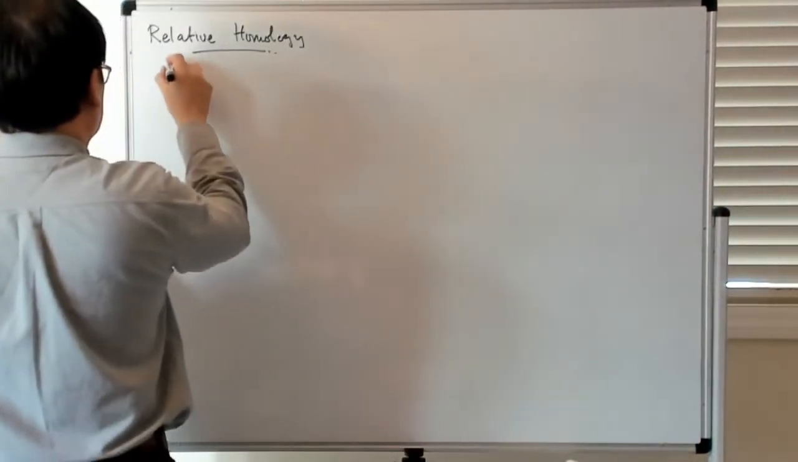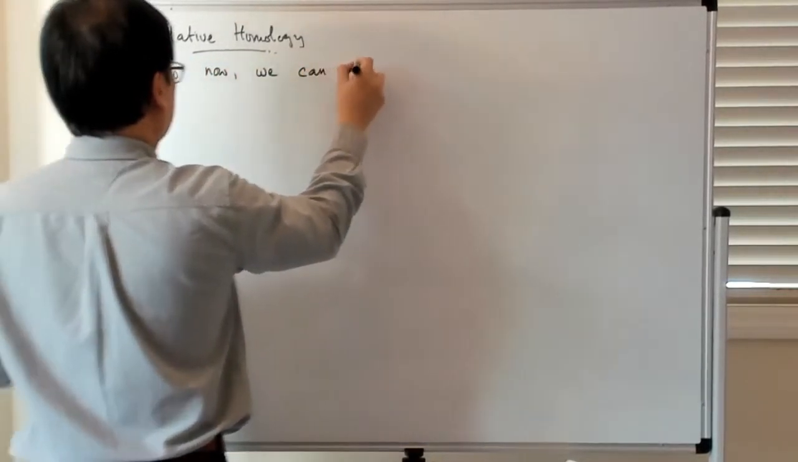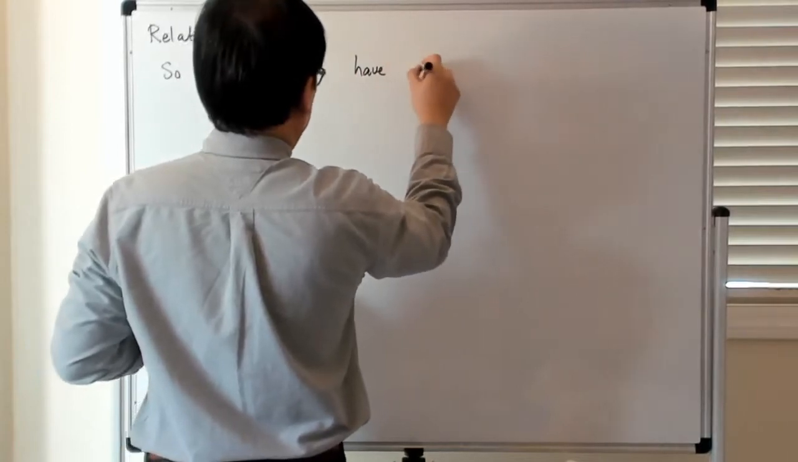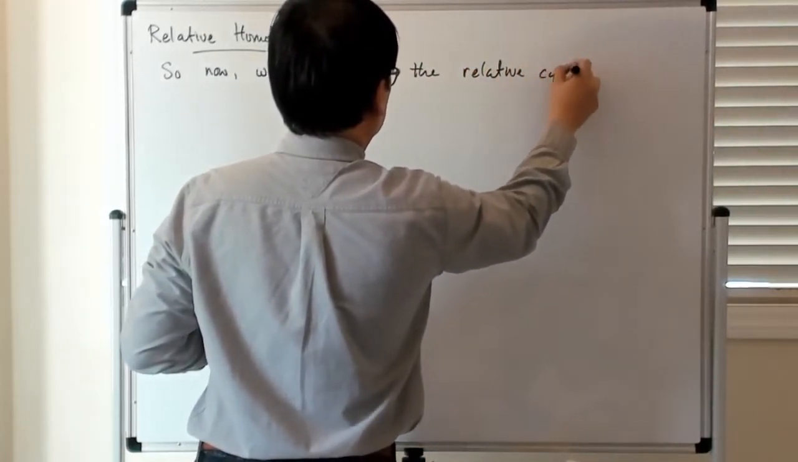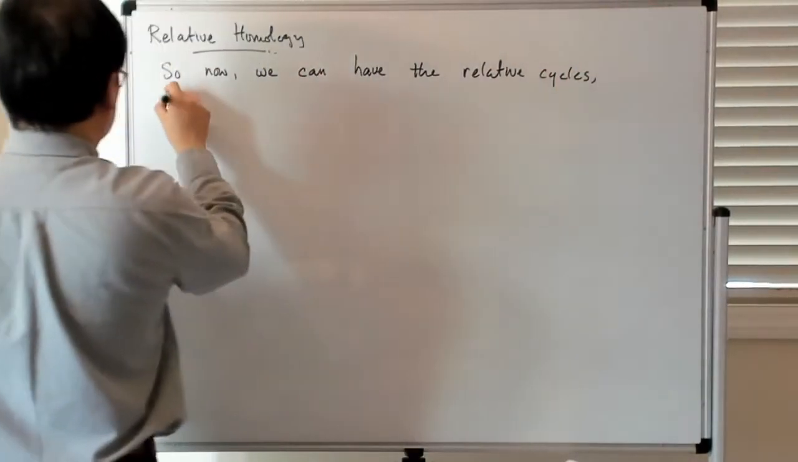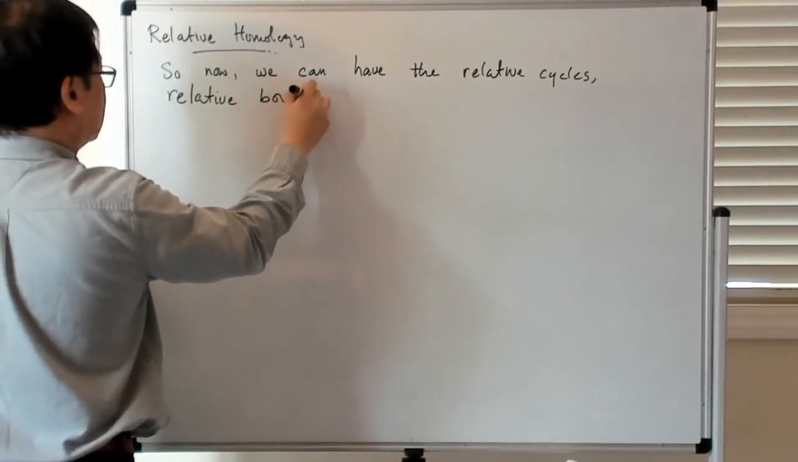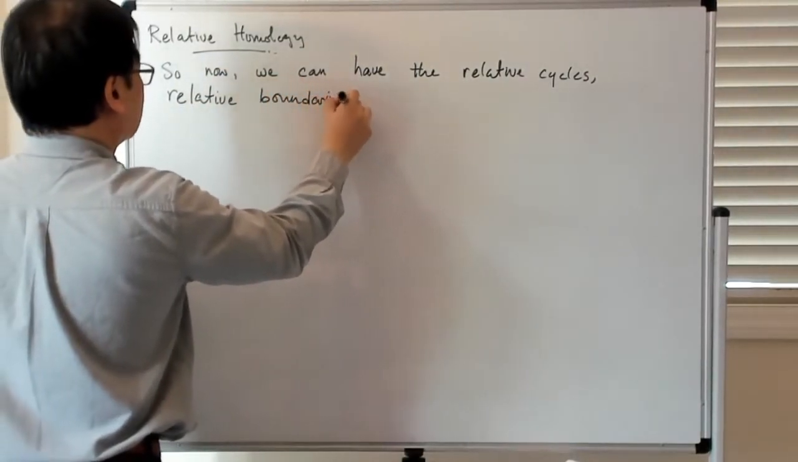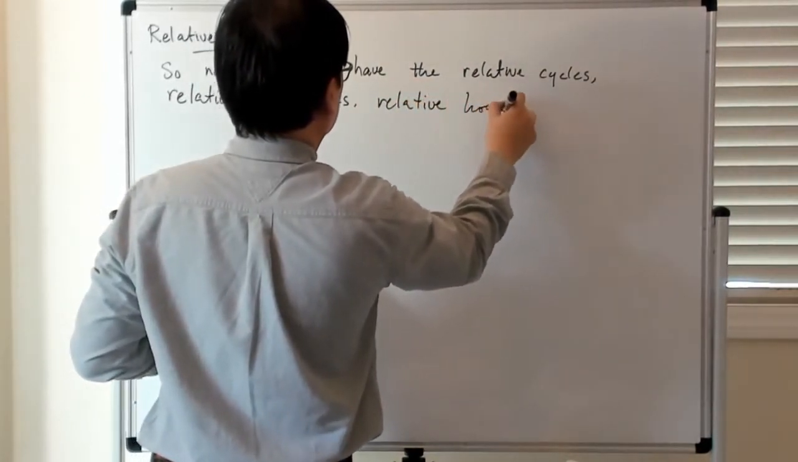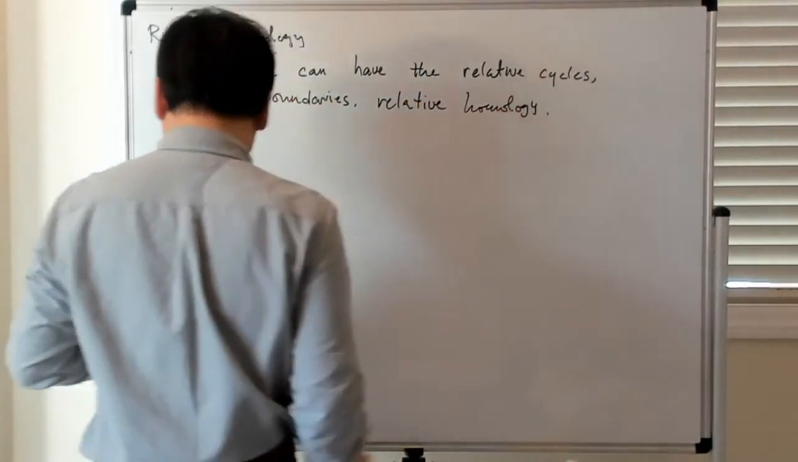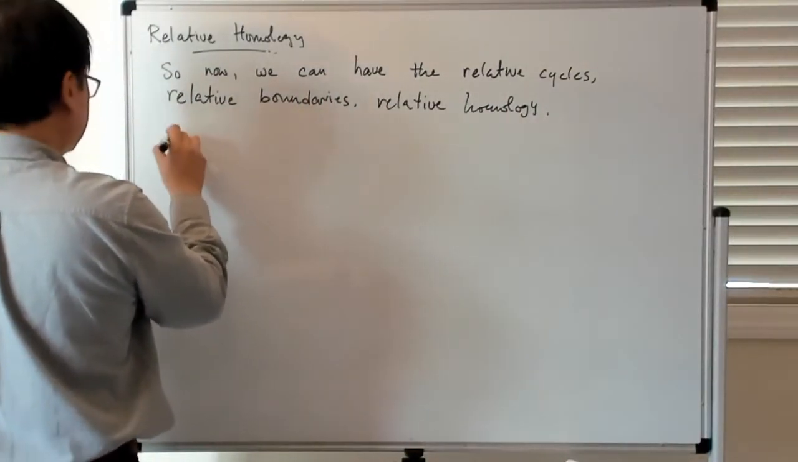So now we can have the relative cycles, relative boundaries, relative homology.